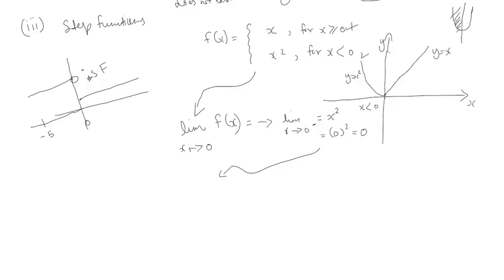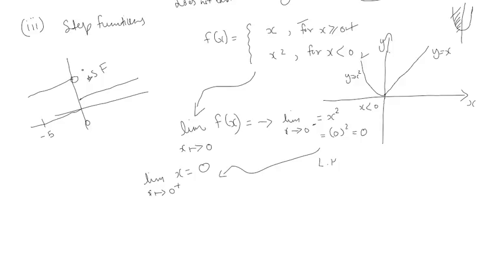Let's do that for the right-handed limit. So x approaching from the right-hand side would give me the function f of x equals x. Why? Because it's getting closer and closer to 0, and it's approaching it from the right-hand side. So as it turns out, it's y equals x, right? It's giving me 0 as well.